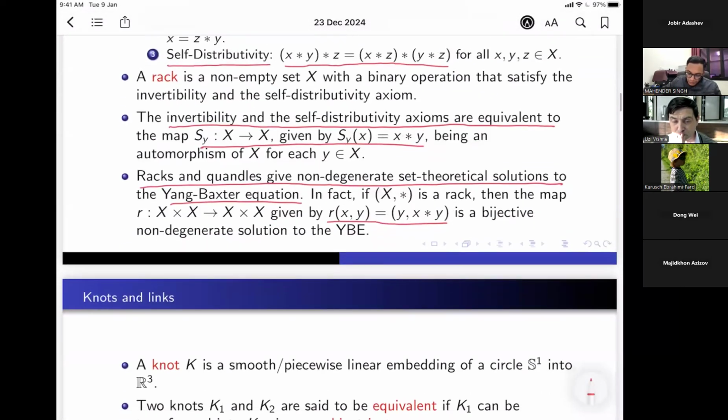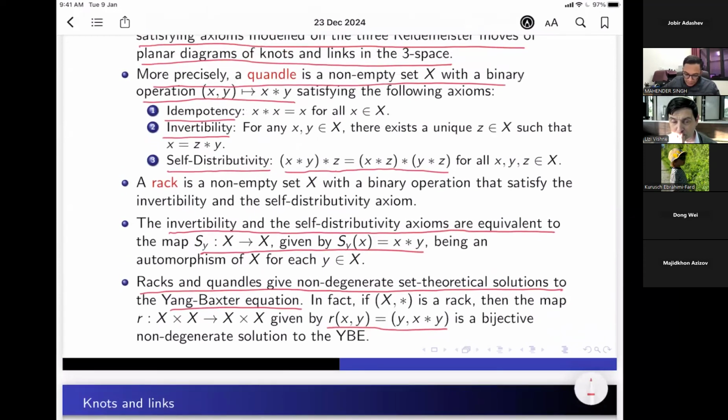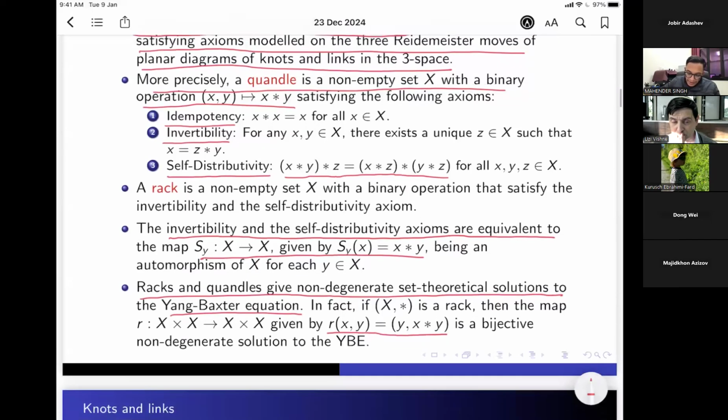Now, before looking at some explicit examples and getting into the main topic, let's see the connection with knot theory. Because these 3 defining axioms, idempotency, invertibility, and self-distributivity, are nothing but the 3 Reidemeister moves of diagrams of links. It's a very beautiful connection.